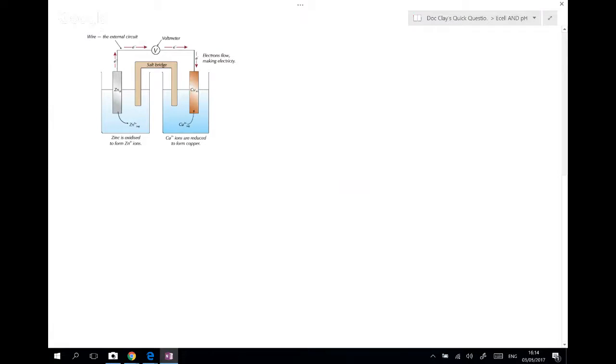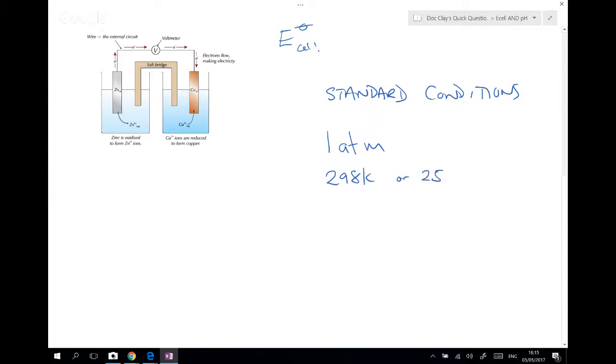So here we got an electrochemical cell. Key things about measuring the electrode potential of a cell is these must be done under standard conditions. So in order to get true values, we need to use standard conditions, which for all of these purposes is going to be 1 atmosphere of pressure. We're going to have to use 298 Kelvin or 25 degrees Celsius as room temperature, and we're going to use 1 mole per decimeter cube.